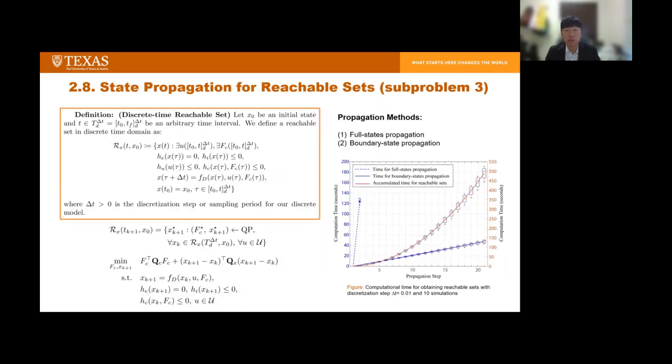To check whether the transitions between the output subregions are feasible or not, we propagate our state by using the formulated QP. Of course, there exist two propagation methods here, full state propagation and boundary state propagation. The graph shows the comparison of their computation time. The full state propagation method was terminated by some memory issue on my laptop, but the boundary state propagation method takes a linearly increasing computation time in terms of the propagation step.